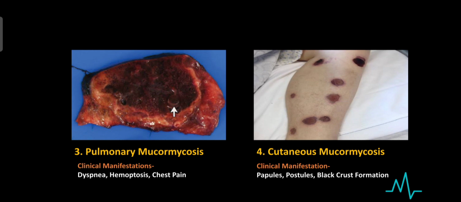Moving forward toward other types of mucormycosis. The other type is pulmonary mucormycosis, and the previous two, the rhino-orbital-cerebral and rhinocerebral mucormycosis, and pulmonary mucormycosis have the same route, that is the inhalational route. Ultimately, in pulmonary mucormycosis, the fungi manage to enter into the lungs, and you can see the necrotizing lesion in the lung of this patient, right? The clinical manifestations are dyspnea, hemoptysis, and chest pain.